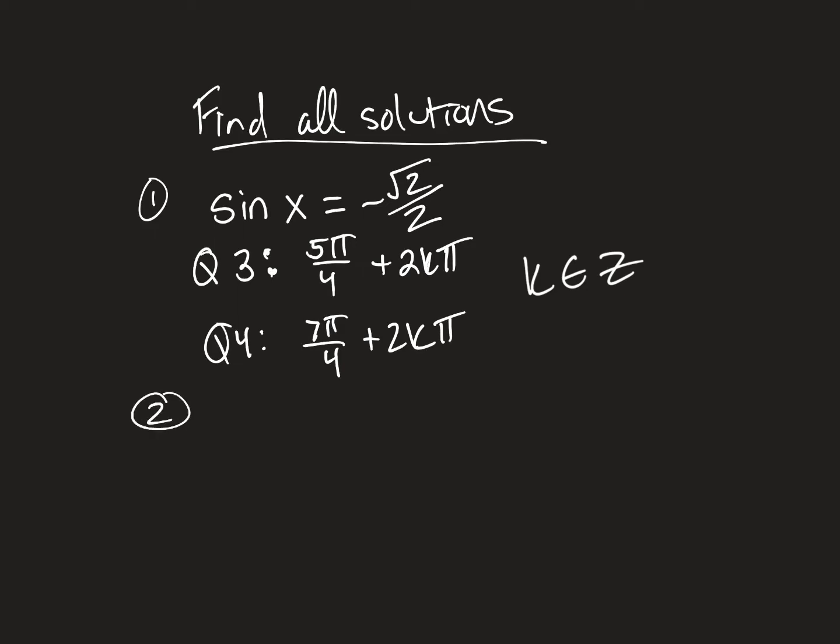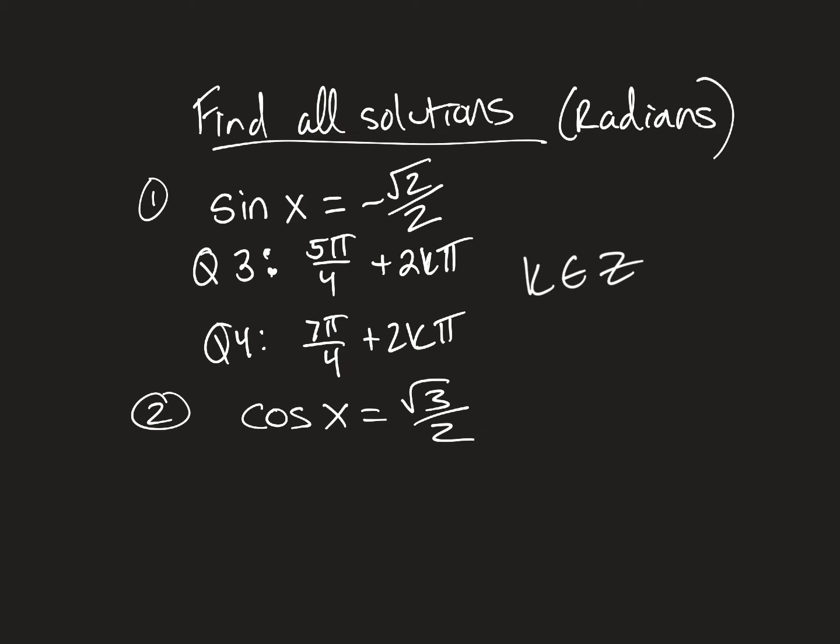So how about cosine x equals root 3 over 2. Okay, so first we want to think of that reference angle. When I take the cosine, do I get root 3 over 2? And that's going to be pi over 6, and I should say in the directions I should have said give answers in terms of radians. And cosine's positive in quadrants 1 and 4.